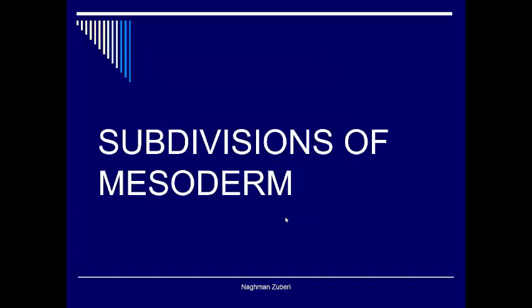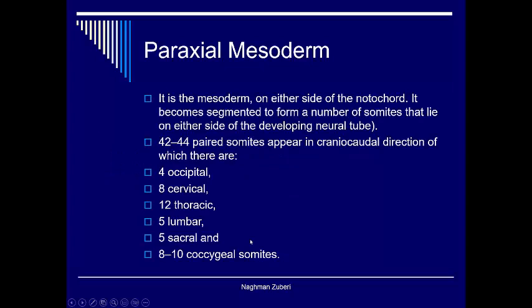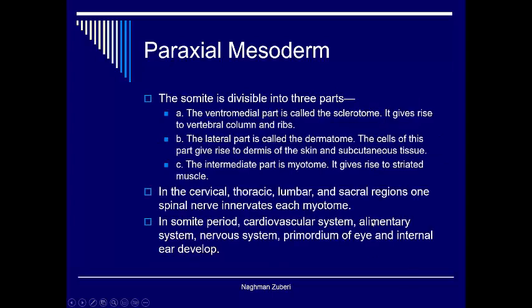Now, subdivisions of the mesoderm. Paraxial mesoderm. It is the mesoderm on either side of the notochord. It becomes segmented to form a number of somites that lie on either side of the developing neural tube. 42 to 44 paired somites appear in craniocaudal direction, of which there are 4 occipital, 8 cervical, then 12 thoracic, 5 lumbar, 5 sacral, and 8 to 10 coccygeal. These are somites. The somite is divisible into 3 parts.